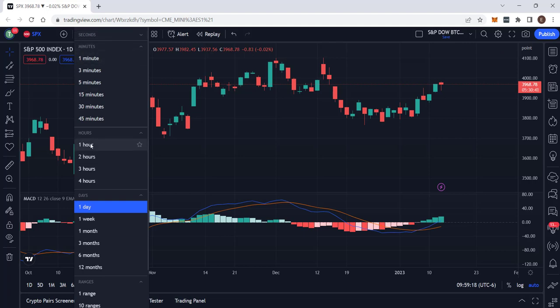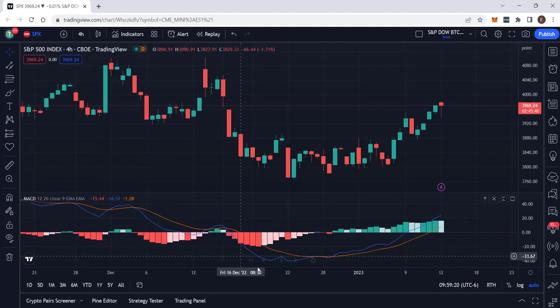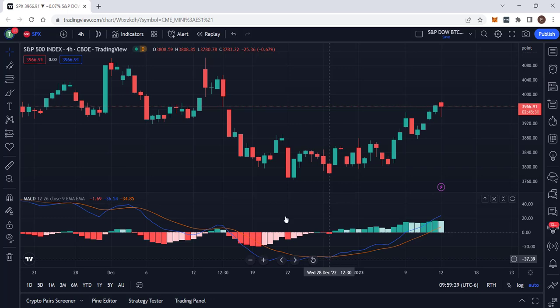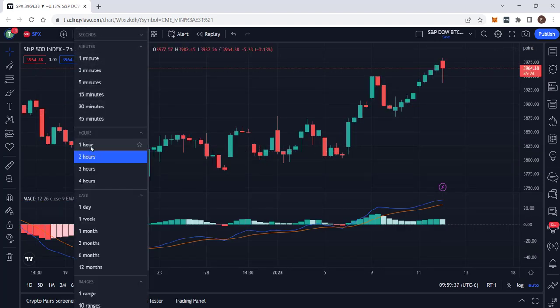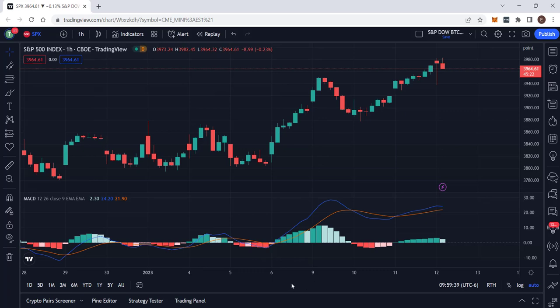Let's go ahead and drop that down from daily to the 4-hour. So at the 4-hour range, we saw that crossover start back in December on Wednesday the 28th. So that would be a couple weeks ago. Let's drop it down to the hourly. Actually, I want the 1 hour. And I look at different time frames. So crossing time frames allows me to look for any issues that might be coming.